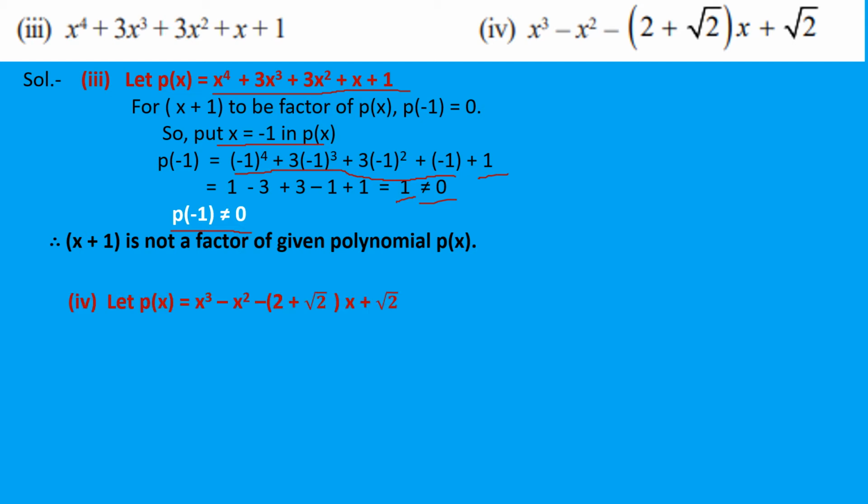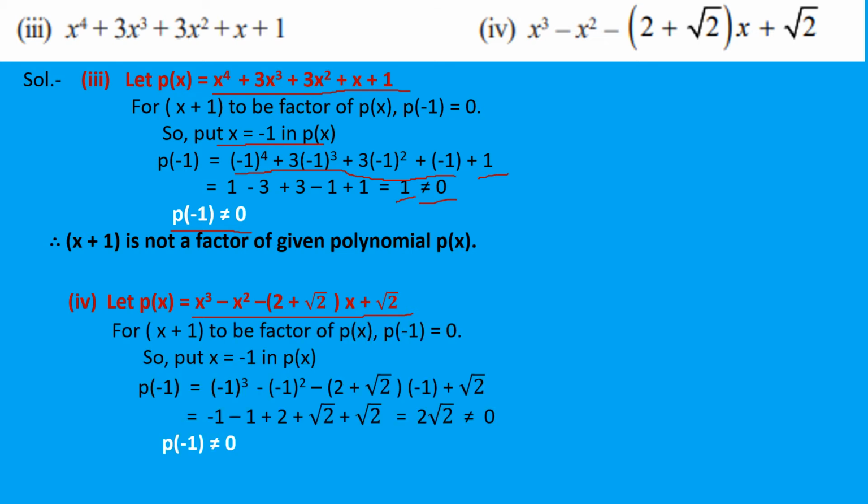Now the fourth part, p(x) equals x cube minus x square minus (2 plus under root 2) into x plus under root 2. Now again the same, we have to find out whether x plus 1 is a factor of this polynomial p(x) or not. So we will first find the 0, that is minus 1 only.